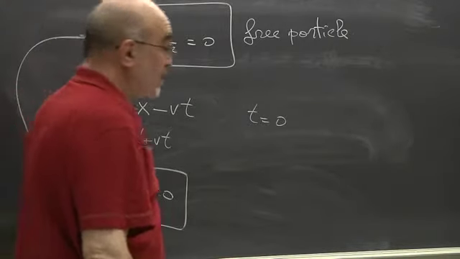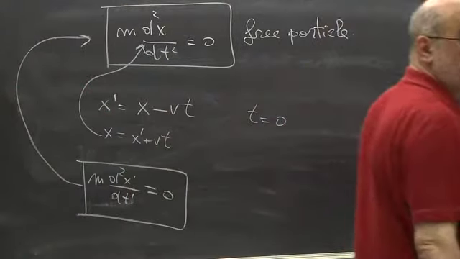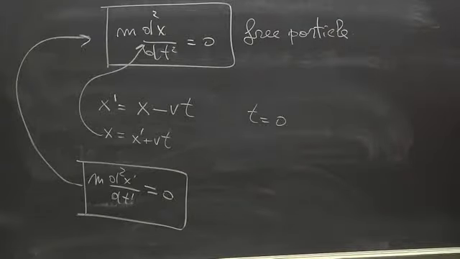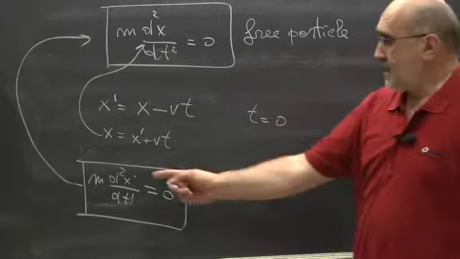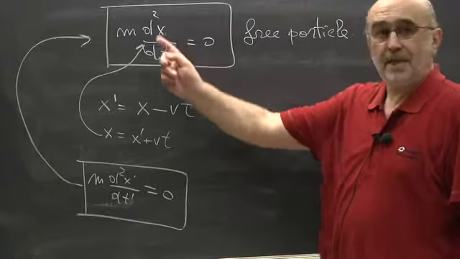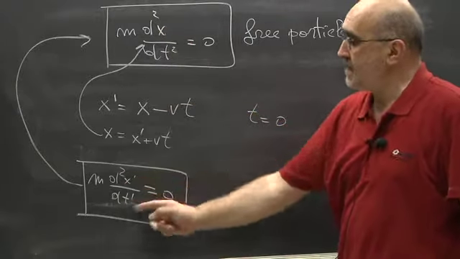Okay? So that confirmed the relativity principle of Galilei that says two systems in relative motion, one with respect to the other, at constant speed, have the same law of motion. They don't change. I mean, you see, x prime changes, but it does not change the form. Here is second derivative, here is second derivative.